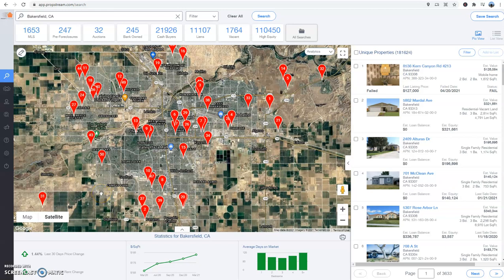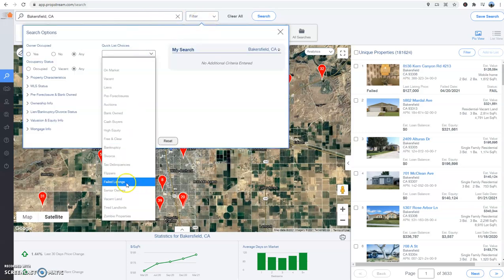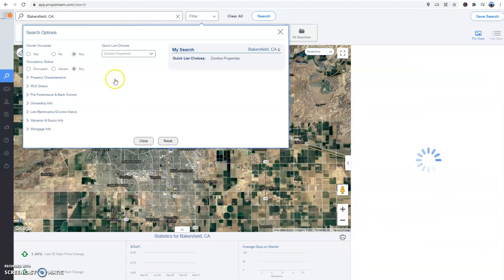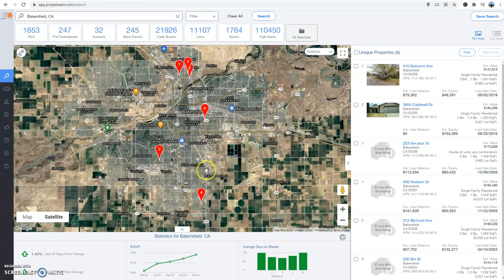Today I'm going to be showing you what's probably one of the best filters right now on PropStream, and that is their zombie properties. Now what a zombie property is, it is actually a combination of both vacant and pre-foreclosure. So it is actually a stack of properties that you can get right here that would be highly motivated, because guess what? The property probably went into default, somebody moved out, and now it's just sitting there.